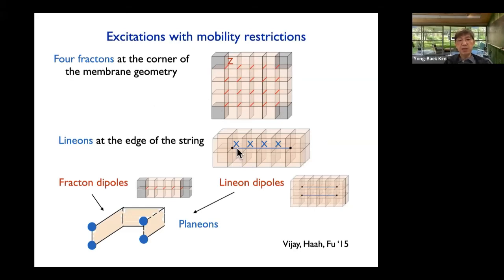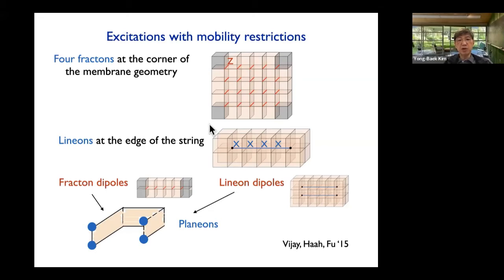If you apply, say, sigma X operator along this chain, then again, you can create what we call a line that can only move along 1 dimension. If you create 2 excitations like this together, then it turns out you can move along some 2-dimensional plane. So these particles are sometimes called planons. And you can also create dipoles of lineons. So then you can make a corner like this.